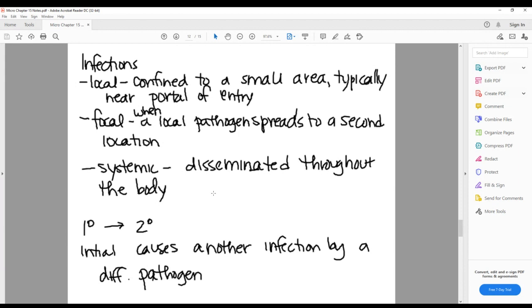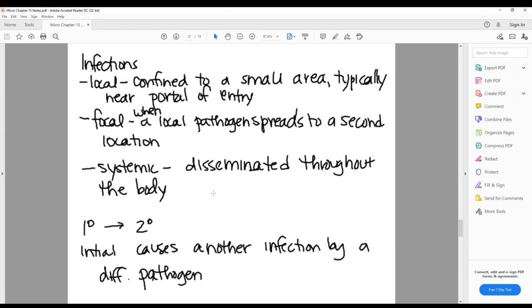An example of this is with tooth decay, gingivitis. We have a lot of different strep species that live in the mouth. And as long as they stay in the mouth, they're okay. But if they get into the bloodstream, they can go to the heart where they start to cause rheumatic fever or heart valve disease. So that's an example of a focal infection.